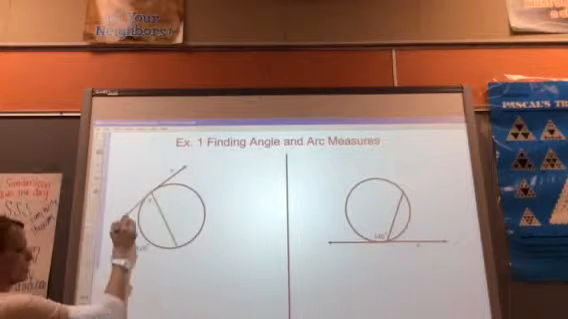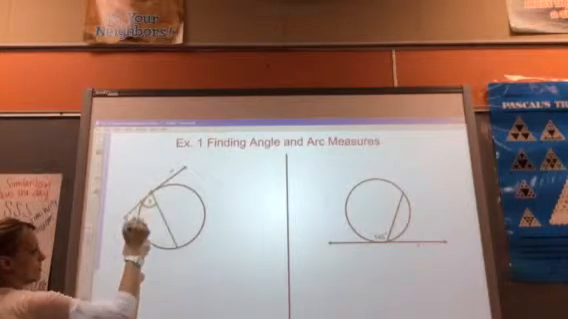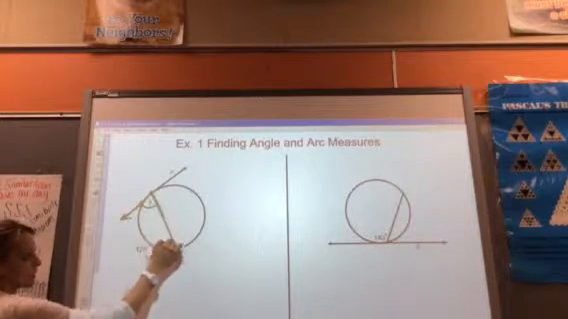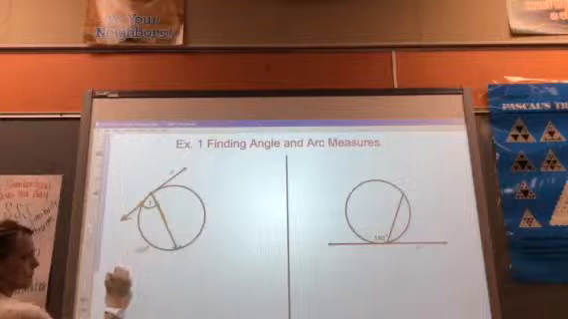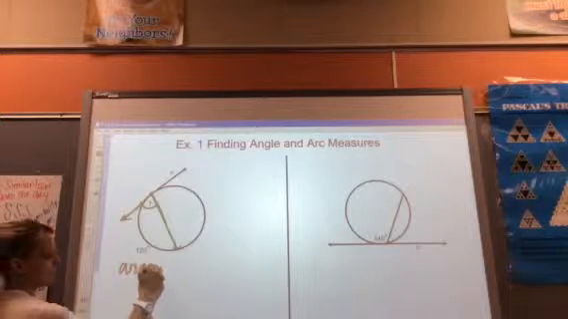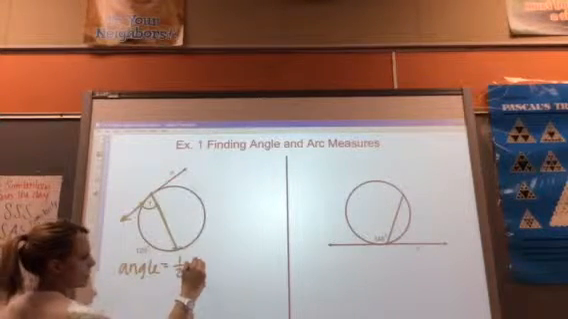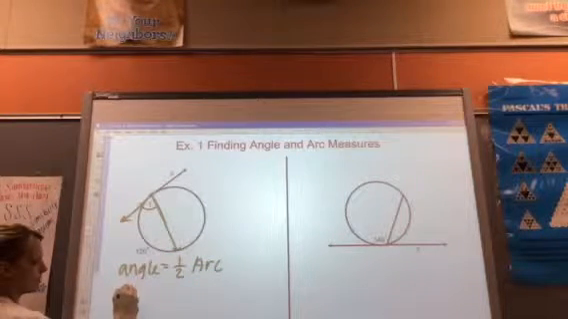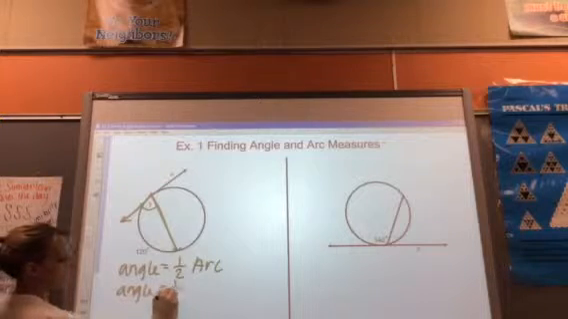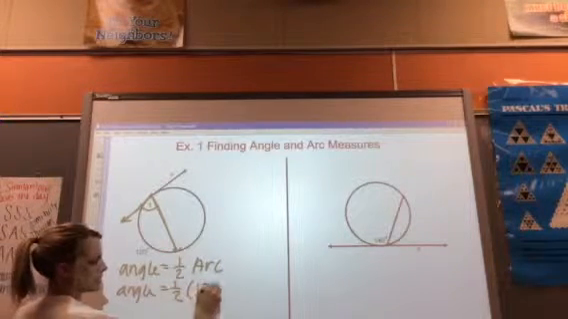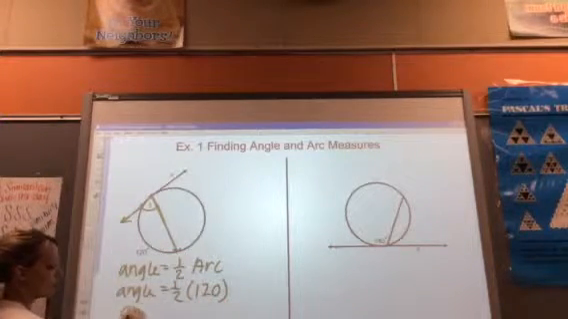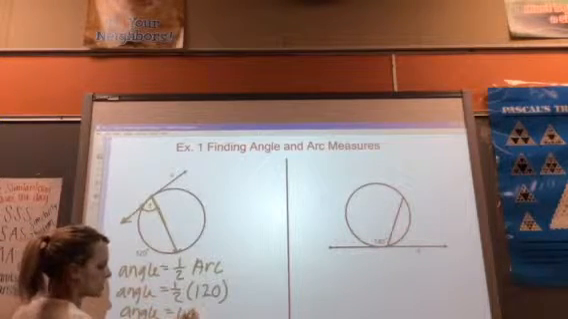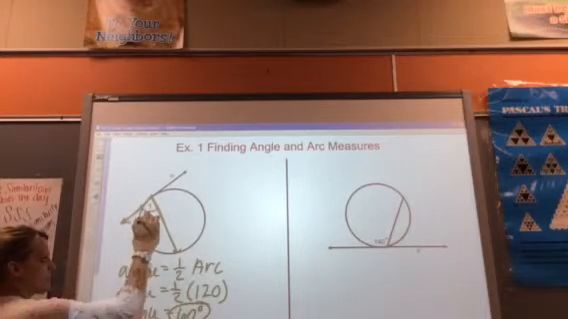So for example, let's look at angle 1. Notice our chord intersects our tangent, forming an angle. So again, your angle is equal to half the measure of your arc, and your angle is angle 1, and it's equal to 1/2 of 120 degrees, which is your arc. So your angle 1 is equal to half of 120, which is 60 degrees. That's the measure of angle 1.